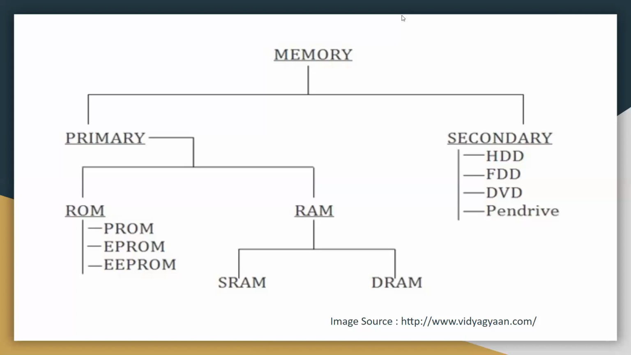Instead, they are accessed via input or output routines, and the contents of your secondary memories are first transferred to the main memory, and then the CPU can access them. Common examples are the hard disk drive, flash disk drive, DVD and pen drive. When we talk about characteristics of secondary memory, they are magnetic and optical memories. They are also at times referred to as backup memory.